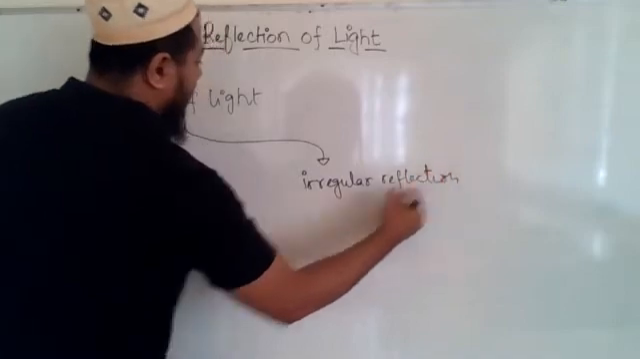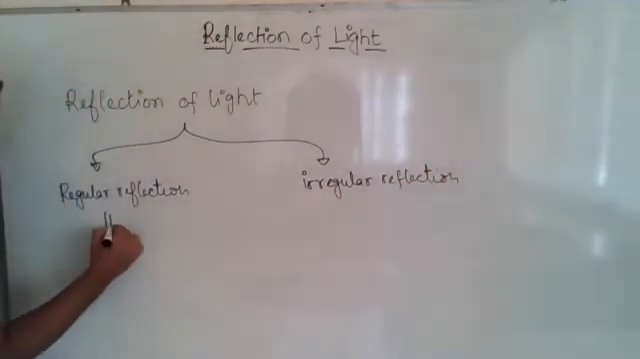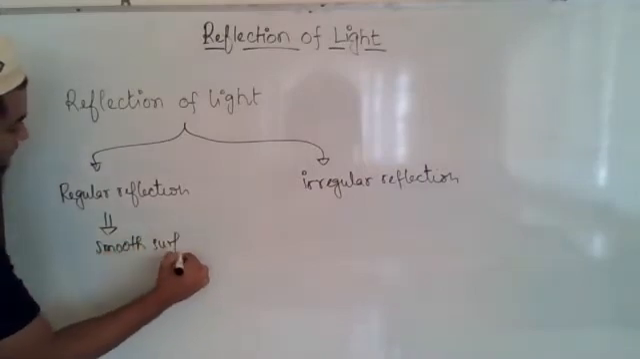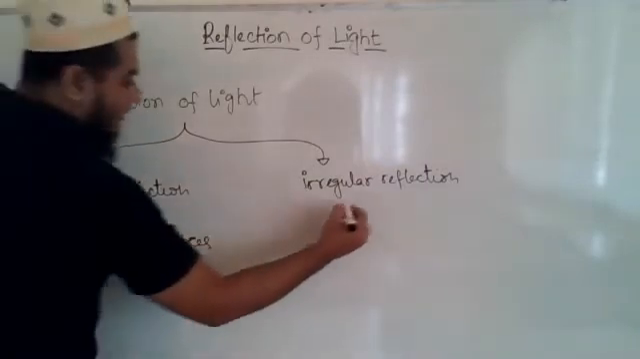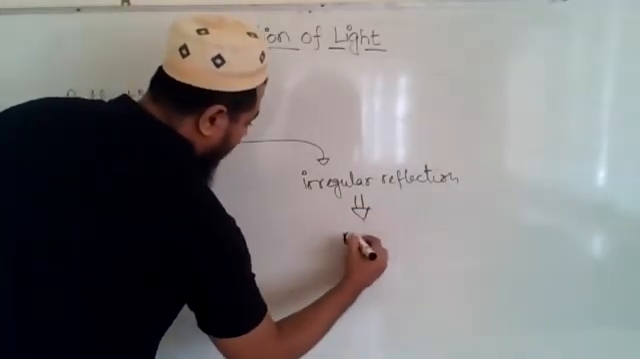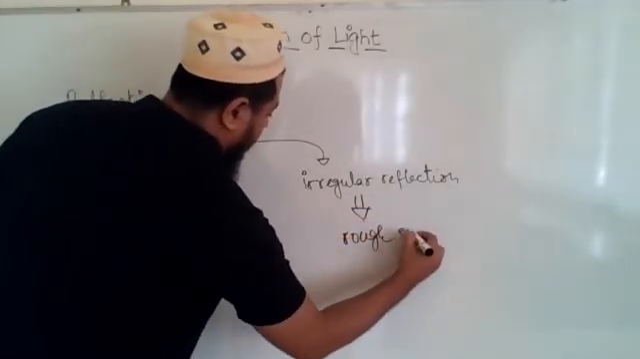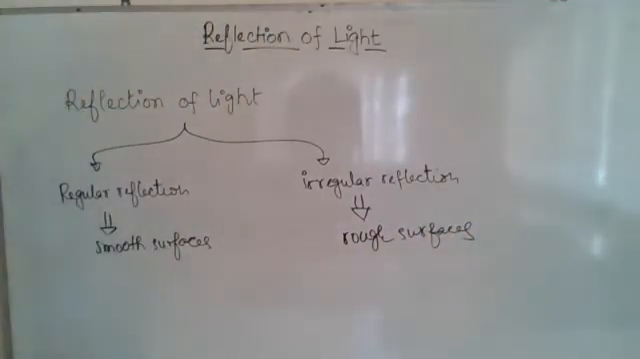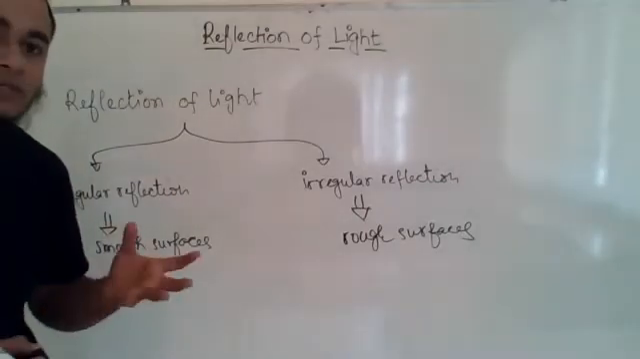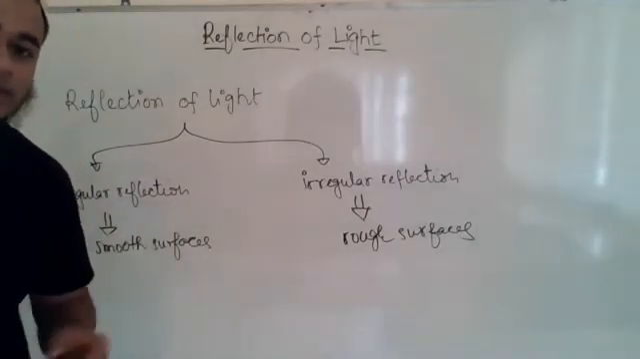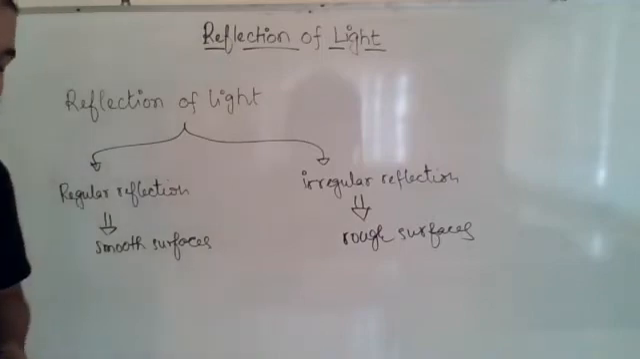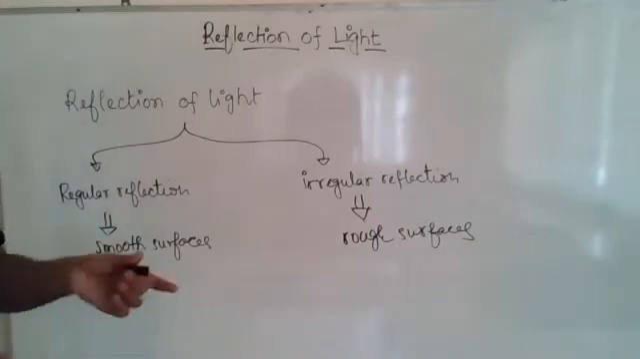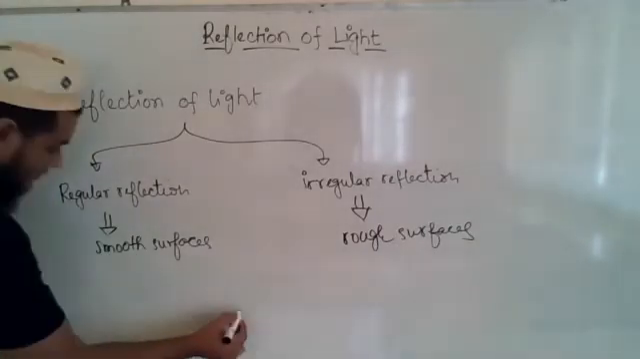Now, regular reflection takes place on smooth surfaces, and irregular reflection takes place on rough surfaces. But if I want to define it, what is the definition of regular reflection? When can I say that this reflection is a regular reflection? I will explain it through the diagram. I believe that after I draw the diagram, I won't have to explain it to you. See.